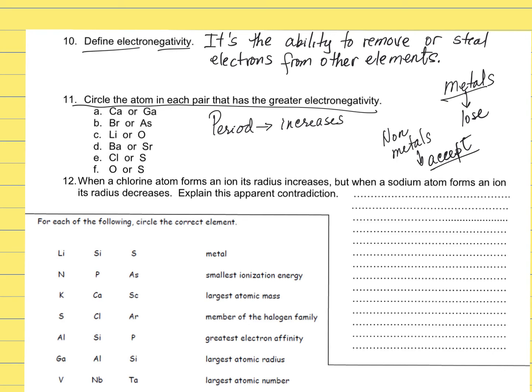Why? Because you are moving from the metals, which are the ones that are losing, to the non-metals that are the ones that are stealing. They are stealing from everyone. And when they cannot steal, they share. Okay? And then when you go down a group, electronegativity decreases. Because since the levels of energy are increasing, it's impossible for that element just to steal another electron from another element. Okay, so you have calcium and you have gallium.